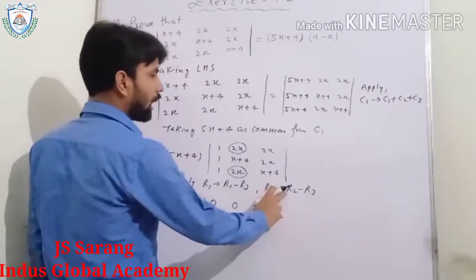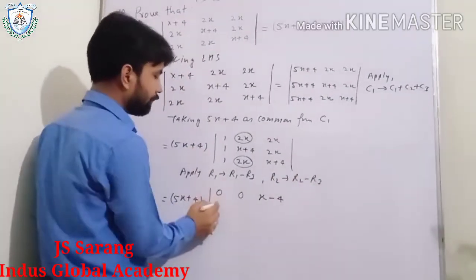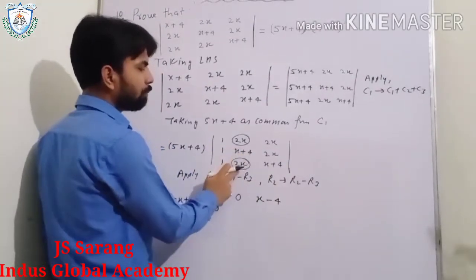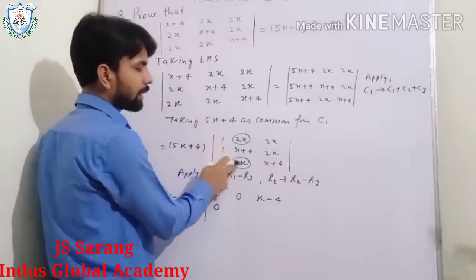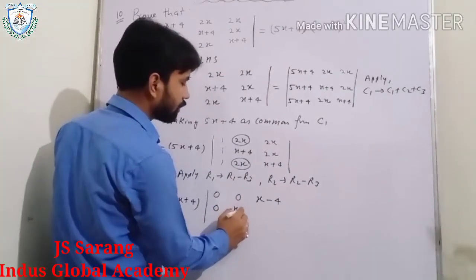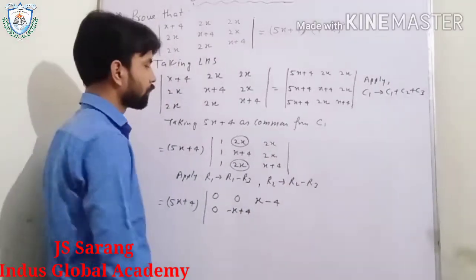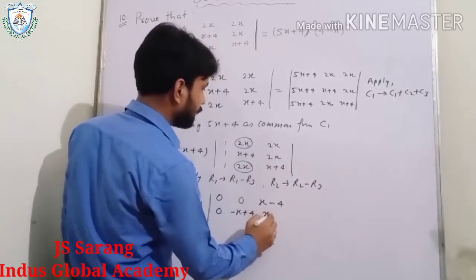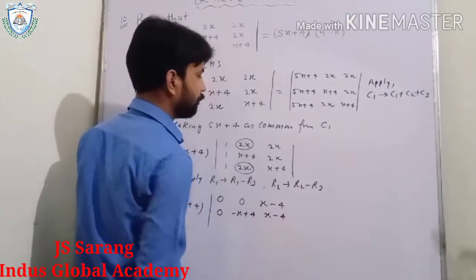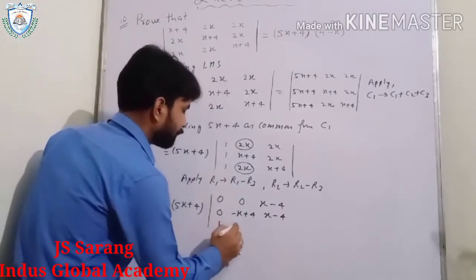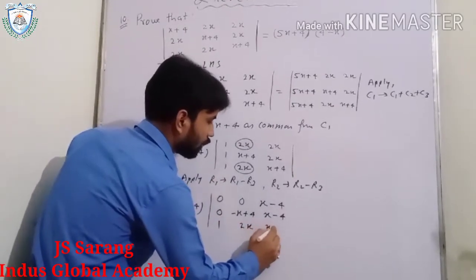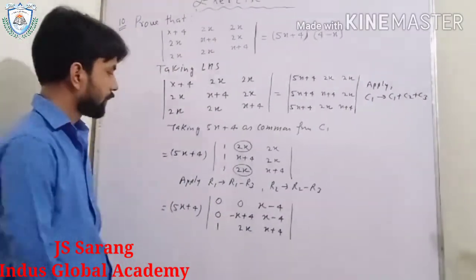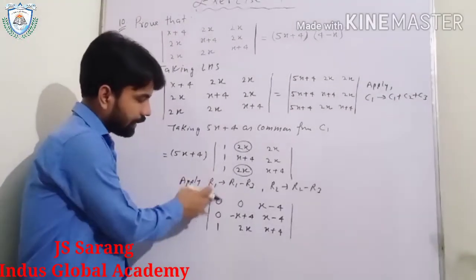Clear? Now R2 minus R3. 1 minus 1 is 0. R2 minus R3: x plus 4 minus 2x. So x minus 2x is minus x, plus 4. Clear? Now 2x minus x minus 4 gives x minus 4. And R3 will remain the same: 1, 2x and x plus 4. Clear? Now see, here we get 2 zeros in column number 1.